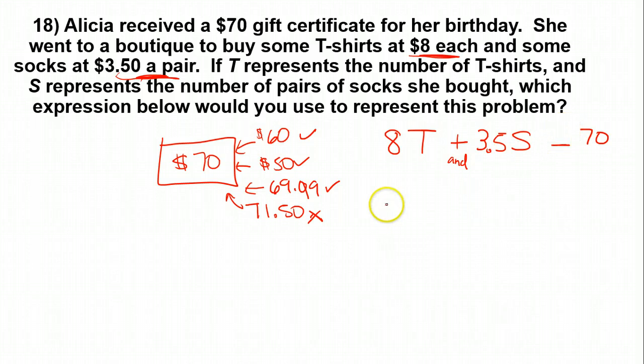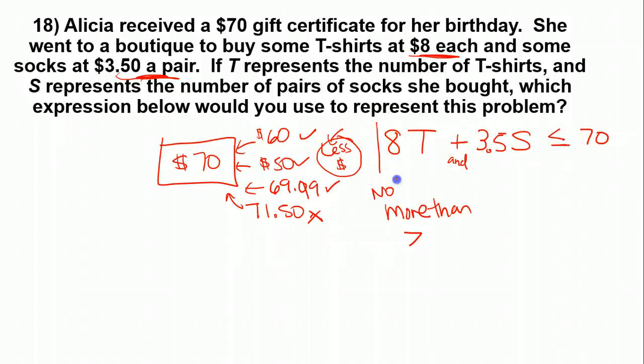So a lot of students, when they think, oh, well, I can't spend no more than, a lot of students want to use this symbol. But remember, she can only go up to that limit. So it could be less money, it can't be more. Less is the key concept here. So I'm going to use that. So 8 times the t-shirt and 3.5 times the socks, less than or equal to $70 on her gift card.